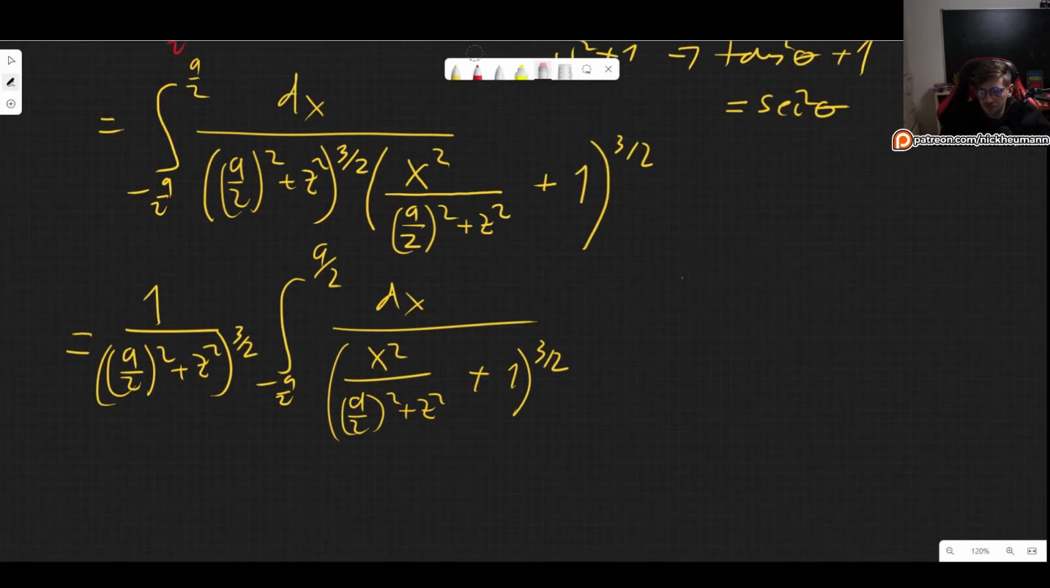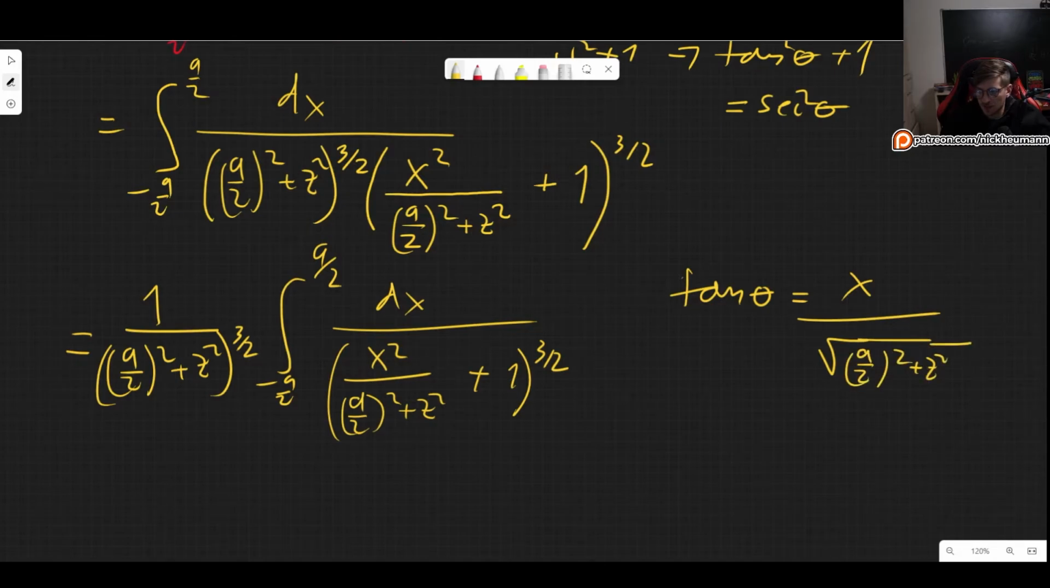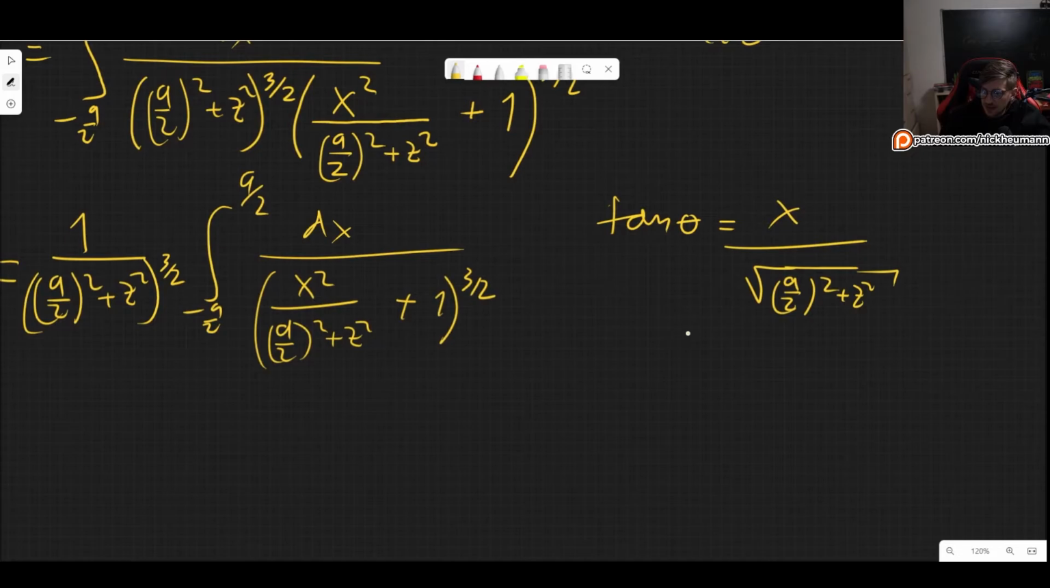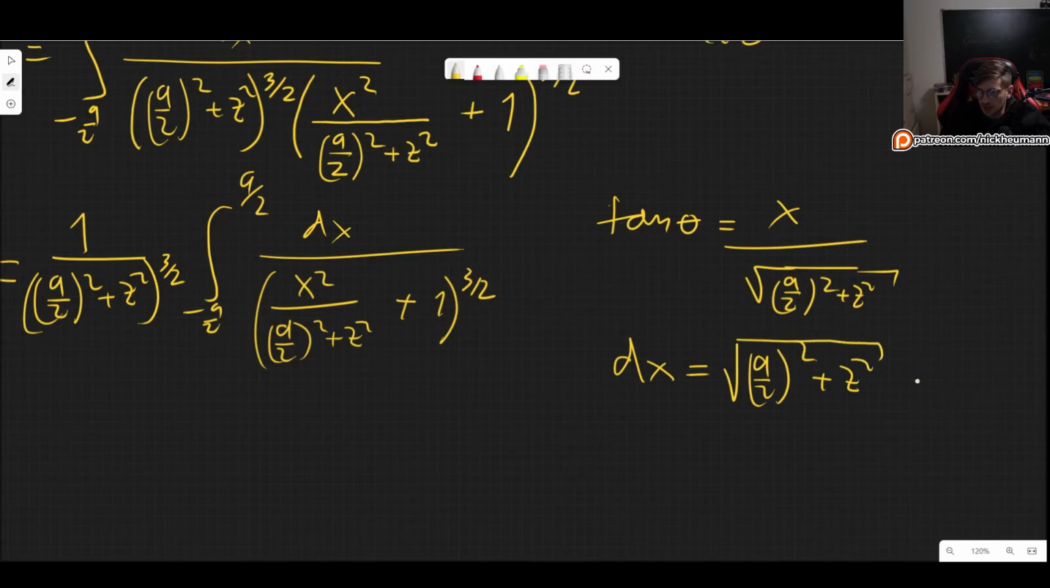I will say, let tangent of theta equal x divided by the square root of a over 2 squared plus z squared. All right, and again, I will not worry about the limits of integration. I will just come back to it at the end. So here dx will thus be the square root, right? I'm just multiplying through here so that I can just plug it in, times the secant squared of theta d theta. Okay, so now let's plug it in.